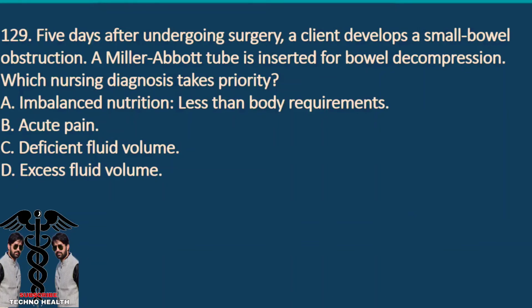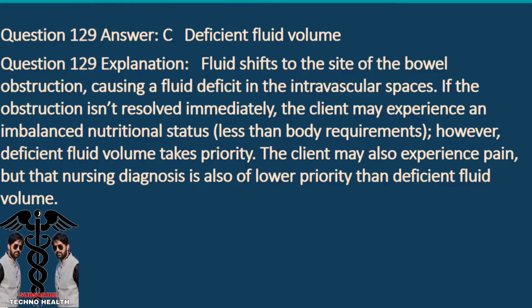Question 129. Five days after undergoing surgery, a client develops a small bowel obstruction. A Miller-Abbott tube is inserted for bowel decompression. Which nursing diagnosis takes priority? A. Imbalanced nutrition, less than body requirements. B. Acute pain. C. Deficient fluid volume. D. Excess fluid volume. Question 129. Answer: C. Deficient fluid volume.